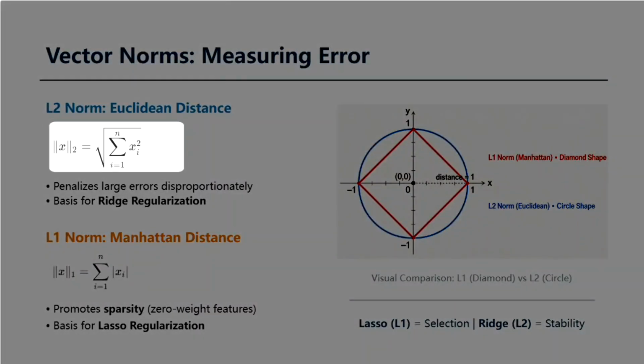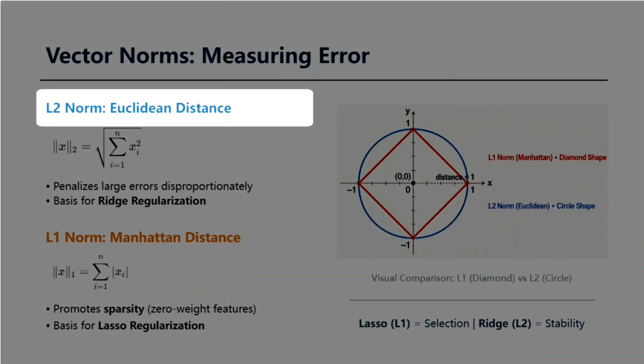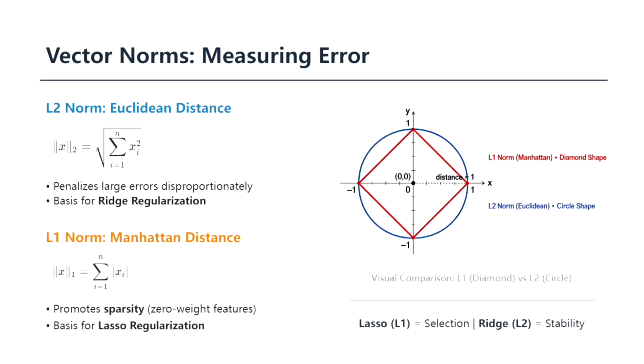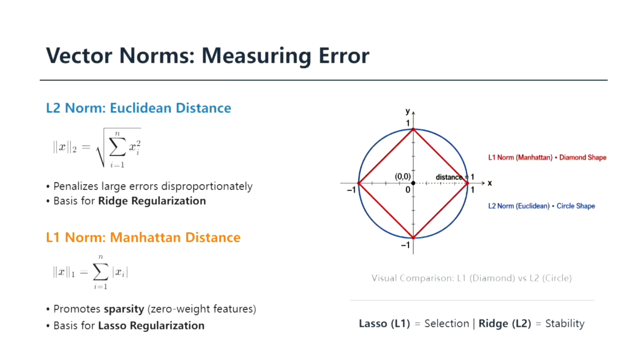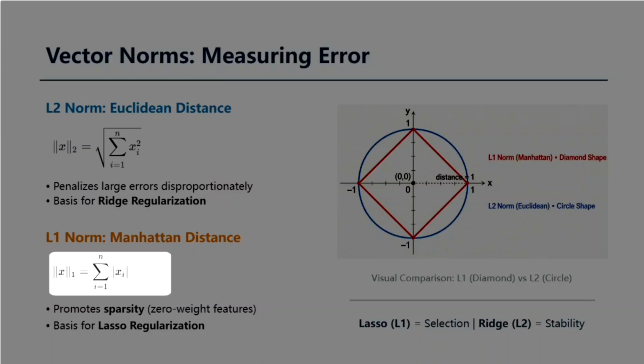Notice the formula. We square each component, sum them, and take the square root. Because we square the errors, large outliers are penalized much more heavily than small ones. This is the mathematical engine behind ridge regularization, providing stability to our models. In contrast, the L1 norm, or Manhattan distance, measures distance as if you were navigating a grid of city streets. Here, we simply sum the absolute values of the components.